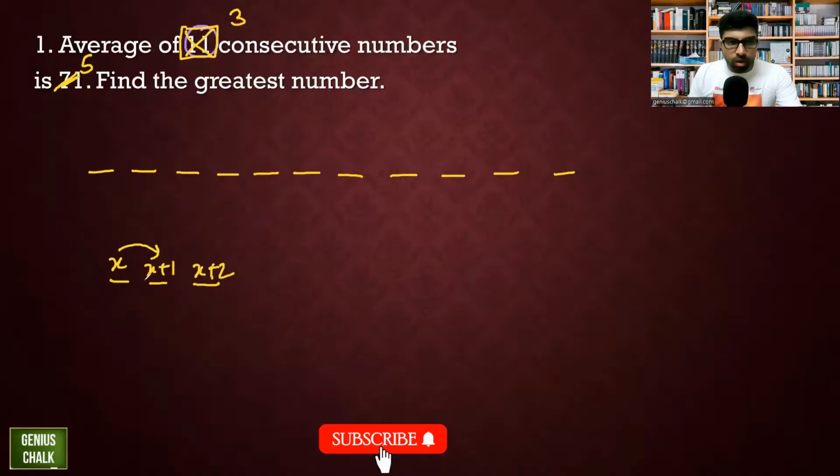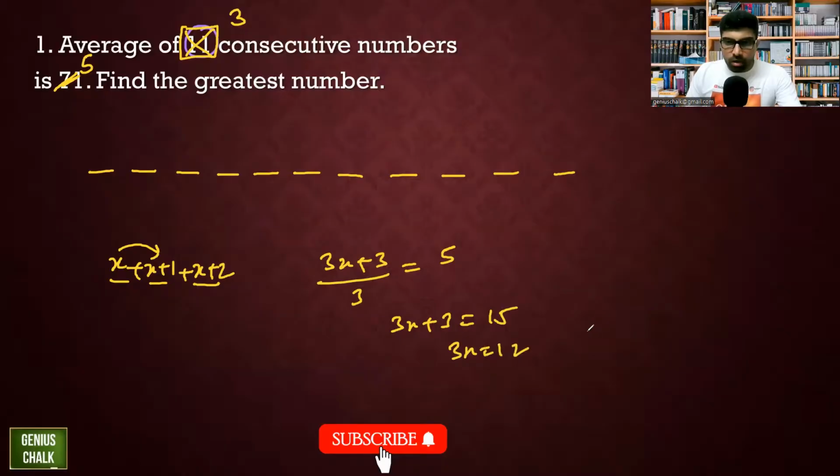If you solve, then you take the sum. So sum will be 3x plus 3, divided by 3. And let's say if the average is 5, so 3x plus 3 equal to 15. So 3x is equal to 12, whereas x is equal to 4. That means the first number is 4, second has to be 5, and next has to be 6. I hope this concept is clear. This is the basic concept I have used so far.